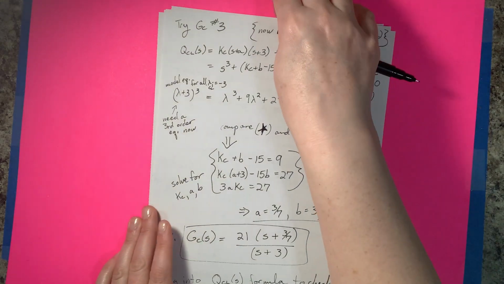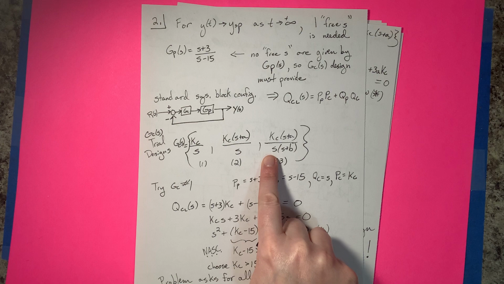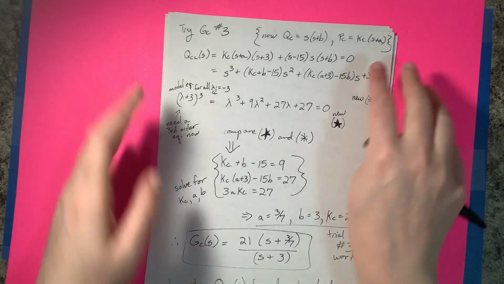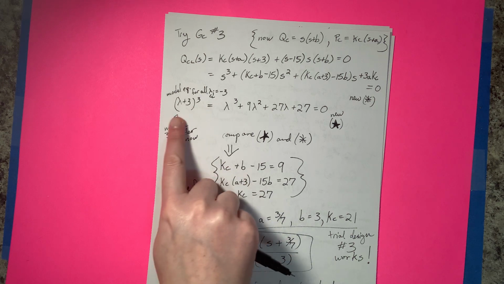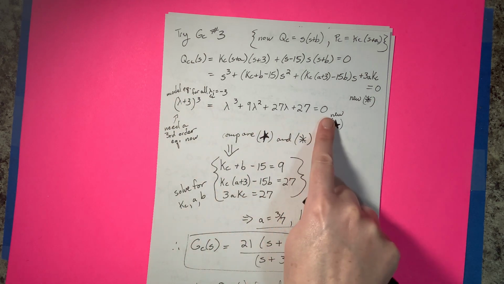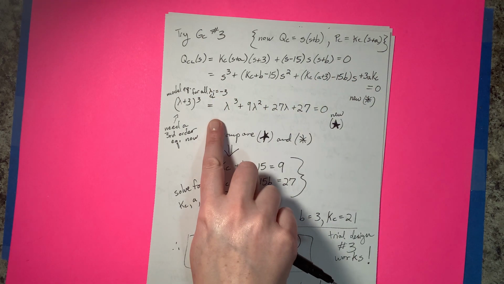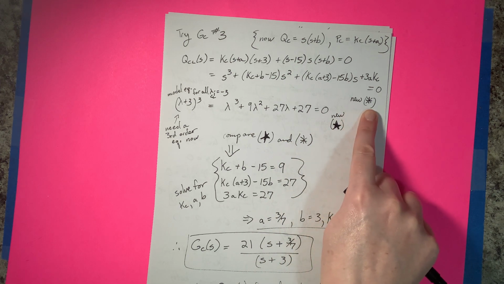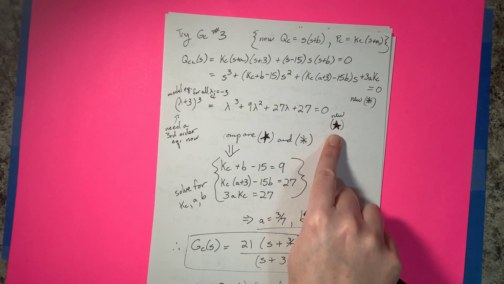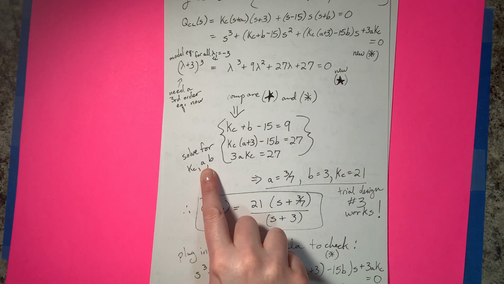Once you use trial design number 3, which we have right here, KC (S plus A) over S times (S plus B), we wrote that out, plugged it into QCL, and compared with our now model equation that is third order. We do have to rework this, and we should have 4 terms in it. We compare this equation of the QCL to the new bolded star. We call that new equation star, and new bolded star equation. These two get compared. Form these 3 equations, and then you can solve for KC, A, and B.